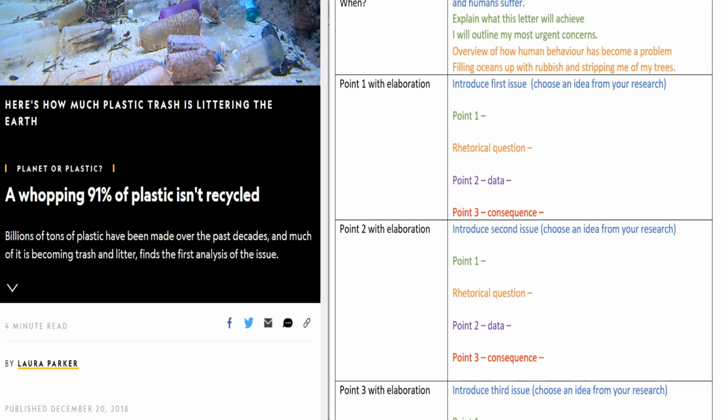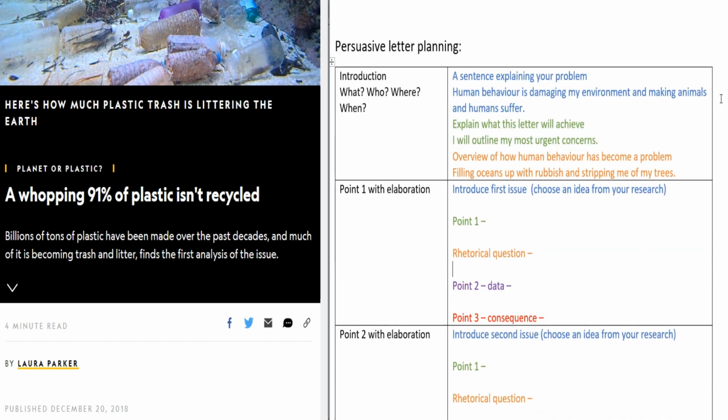Okay, so we come on to the planning part of the lesson. Now, I'm really going to focus on the second, third and fourth paragraphs here because they follow the same structure. I'm just going to leave that there for you for a moment. So if you want to pause and have a look how I've planned out my first paragraph, then please do so. Okay, it's pretty self-explanatory.